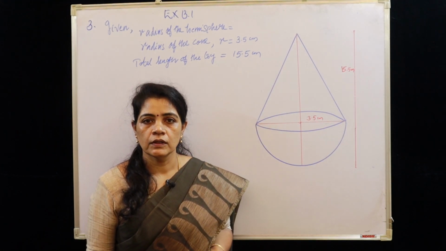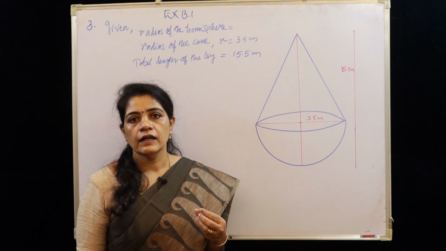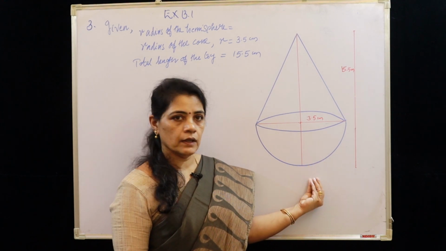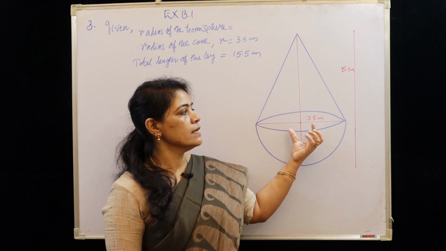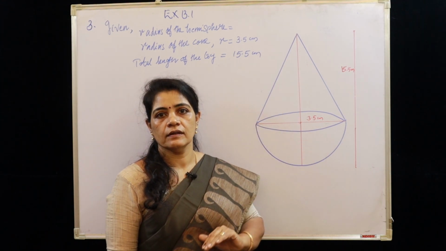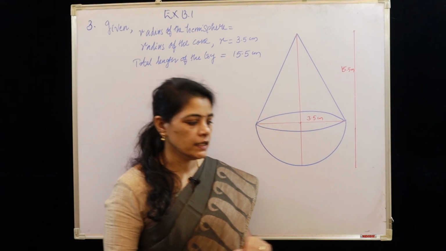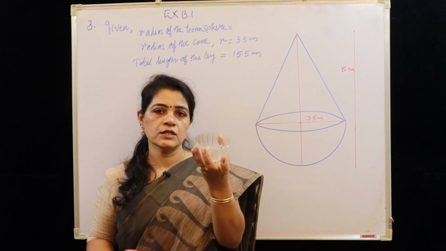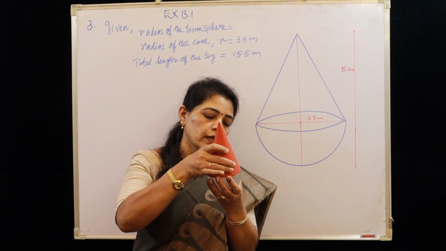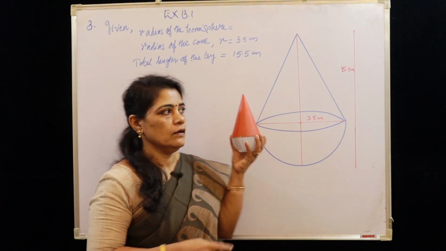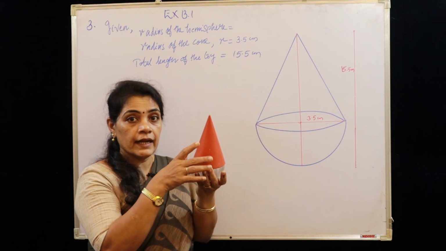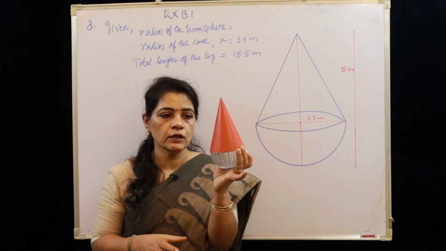In the second problem, we are given a toy in the form of a hemisphere with a cone mounted on the hemisphere. Okay, it is of this form, children. Here we have a hemisphere and a cone is mounted on it. See this figure, to make the idea a little more clear.